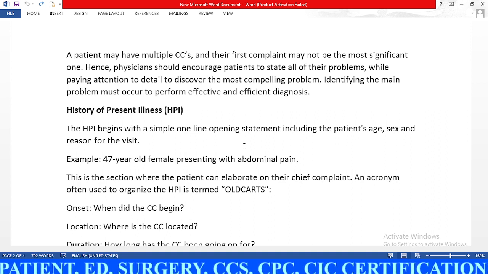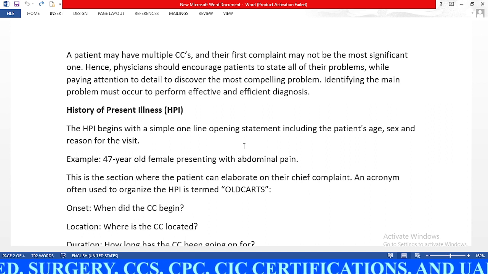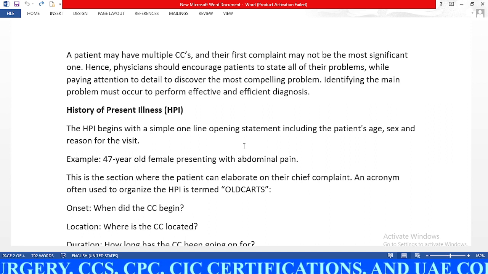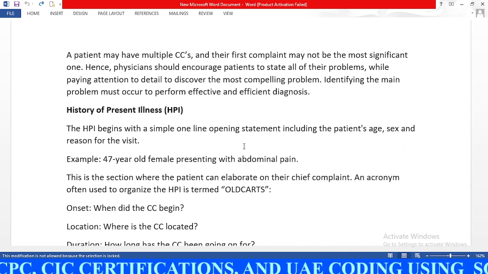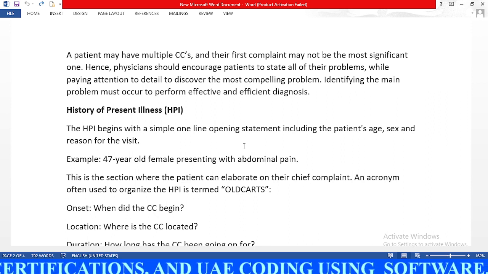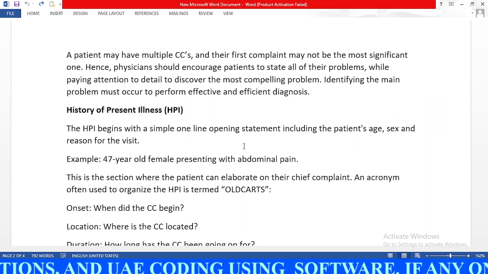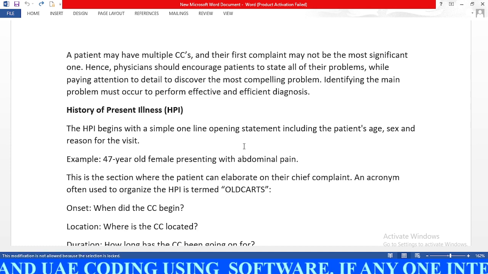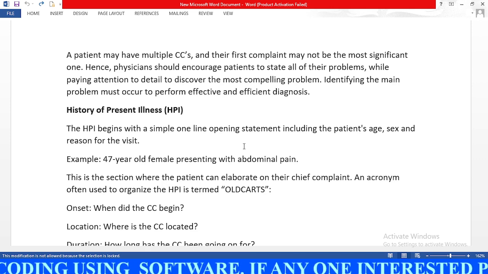When a patient comes to the hospital or clinic, the patient's current complaint may not be the significant one. So in order to find the significant finding or symptoms, or to provide the appropriate treatment, the physician needs to ask the patient to provide all the symptoms present in the current admission.